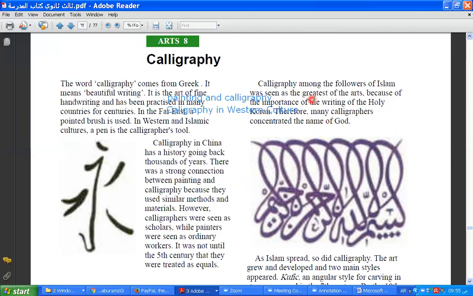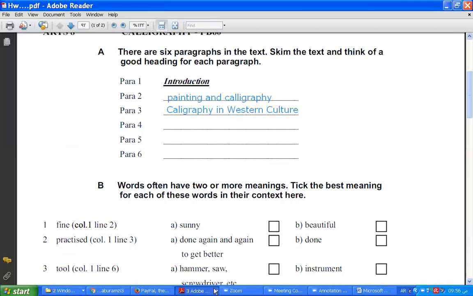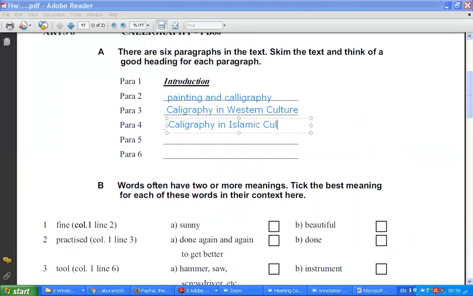So, you know, in the previous paragraph they focus on writing or calligraphy in Western culture. But here, it is calligraphy in Islam. Because of the importance of writing the Holy Quran, many calligraphers concentrated on the name of God, which means Allah for Islam. So this paragraph focuses on what? On calligraphy in Islam, or Islamic culture. Exactly. In Islamic culture.